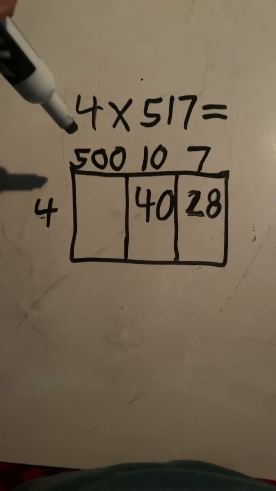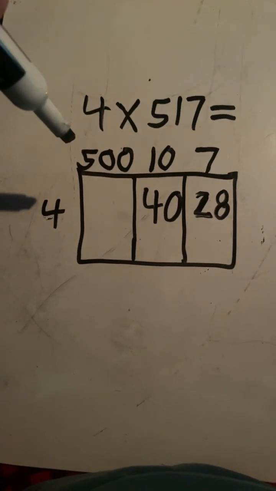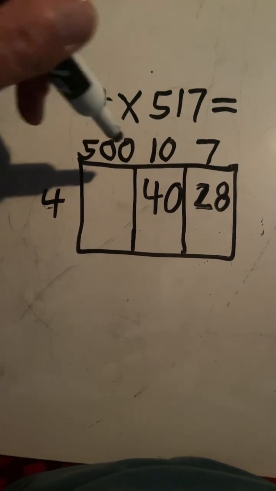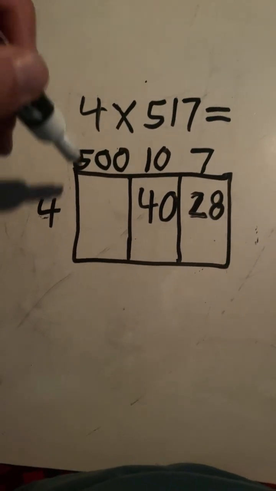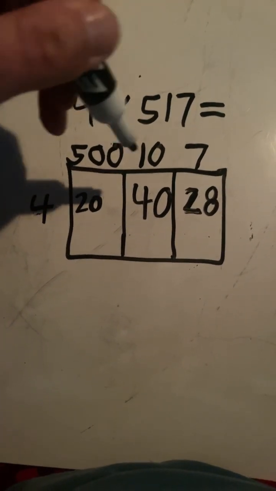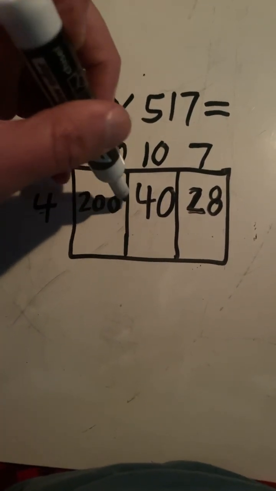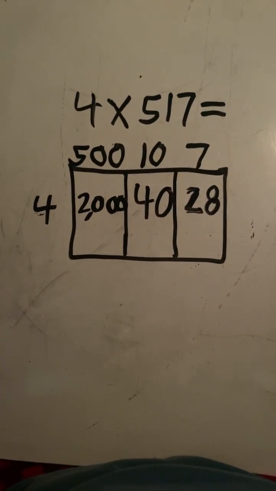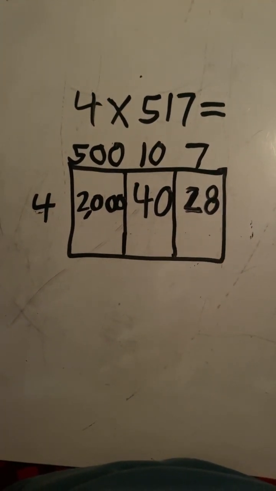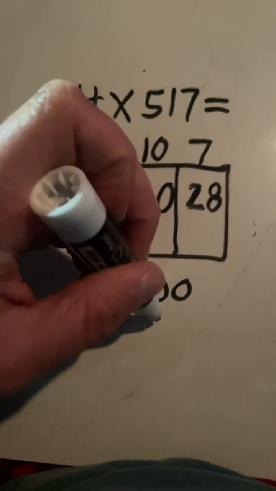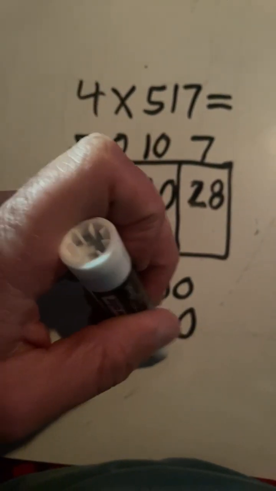4 times 500. That sounds difficult, but there's a very simple trick. We're just going to multiply 4 times 5, and then we're going to add 2 zeros to our answer. So 4 times 5 equals 20. And if we add 2 zeros to our answer, that 20 becomes 2,000. Now the final step is we have to add these three numbers together. We have to add 2,000 plus 40 plus 28.